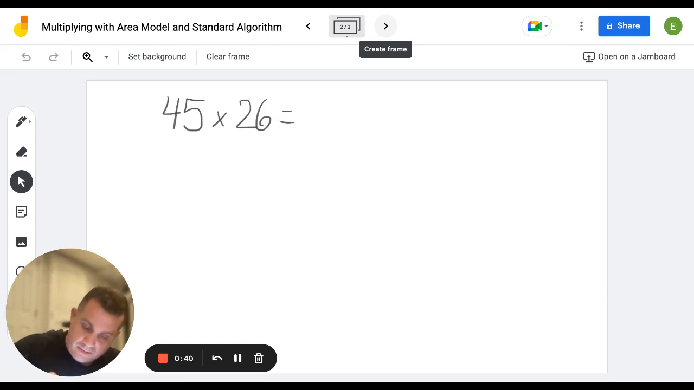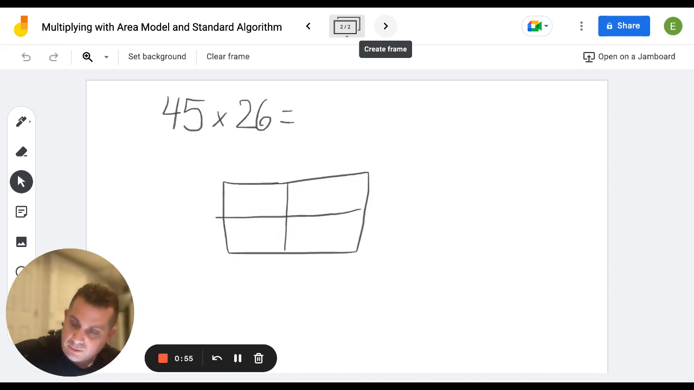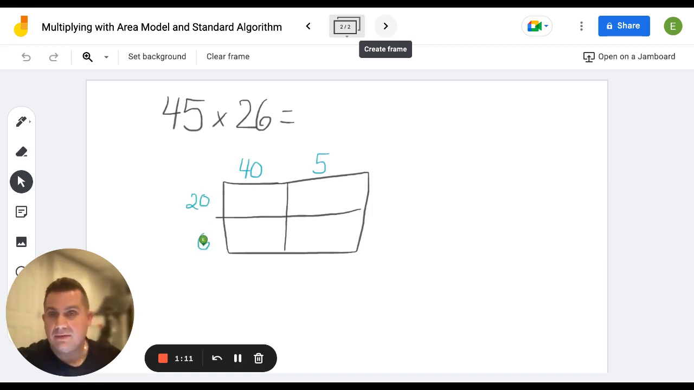to draw my area model, which is just a rectangle. All right, and 45. I'm going to break it up, and I'm going to split up my factors. So I'm going to break it apart. I'm going to decompose it by place value. So 45, I'm going to do 40 and 5, and then 26, 20, and 6.